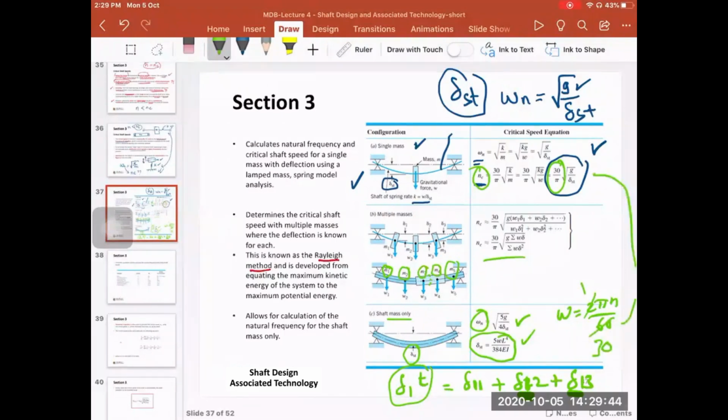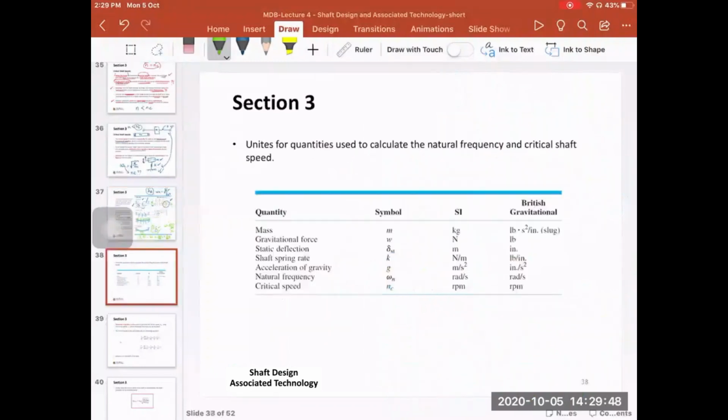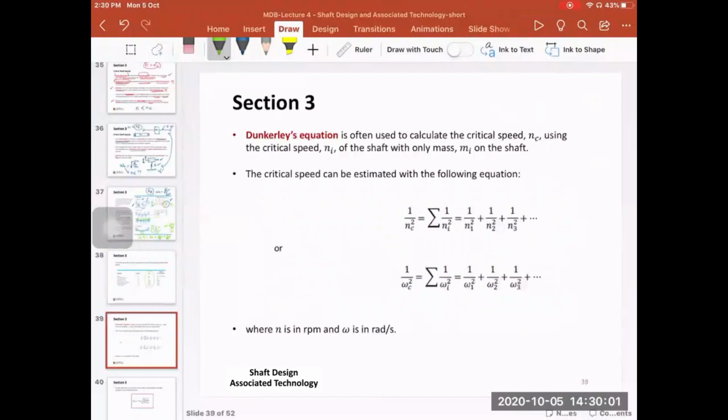So that's why we have this 30 by pi, okay? So this table gives you all the symbols that we have seen on the previous slide and all the units. Normally we use the SI units, okay? Then there is one more equation.